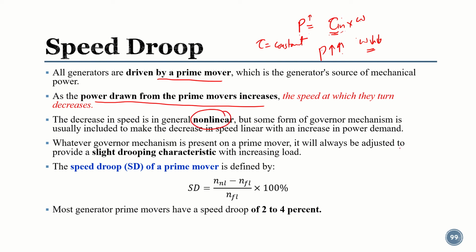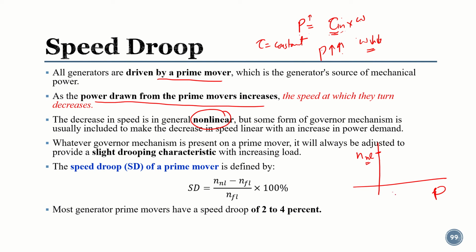So what does this mean? For example, let's say this is our power, and my generator is working at the no load condition, and it has a speed of n, which is the no load speed, the angular velocity. This is in radian per second, and we can go to revolutions per minute, rpm.